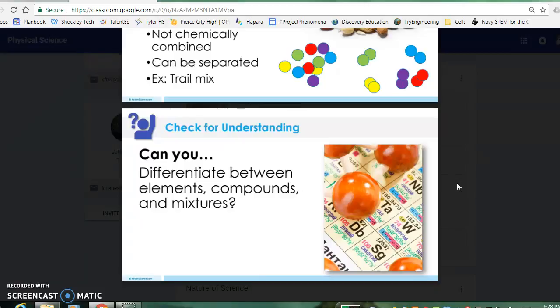Compounds are made of 2 or more different types of elements that have been chemically combined. And then mixtures are not pure substances. They've been physically combined. They can be made up of 2 or more elements, 2 or more compounds, or a combination of both, and they are very easily separated.